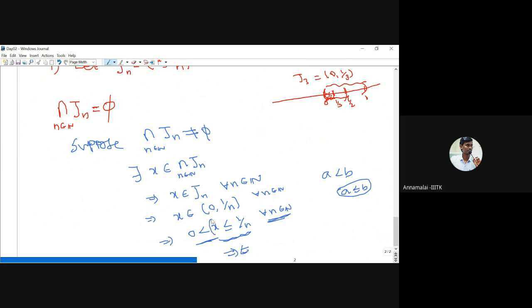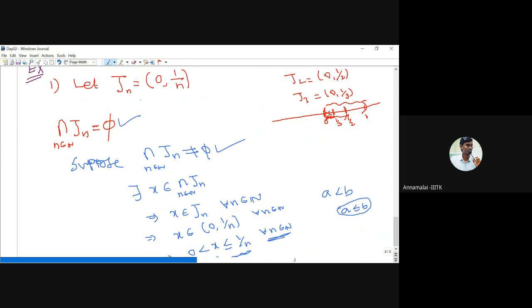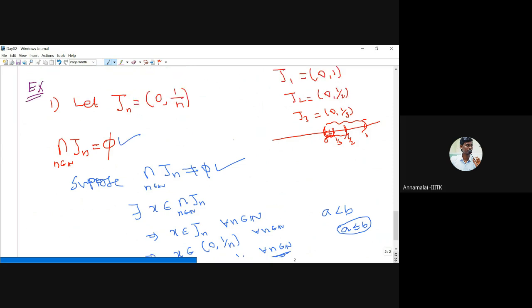Because from this inequality we get x equal to 0, but this inequality says x should be strictly greater than 0, so we get a contradiction. Therefore our assumption is wrong. So what is our assumption? We assumed that the intersection is non-empty, and we get a contradiction. Therefore the intersection should be the empty set. So if we take the intervals open 0, open 1 by n, the intersection should be the empty set.